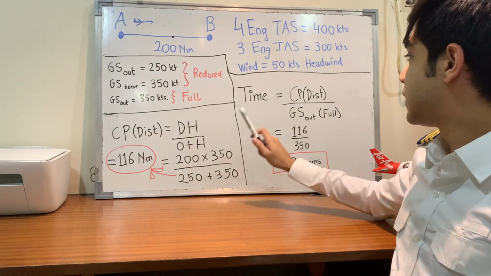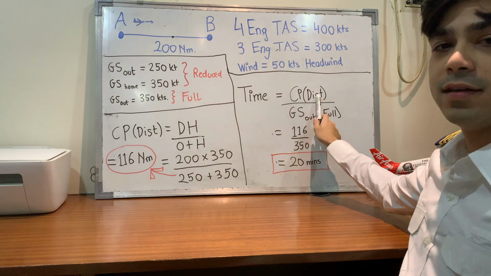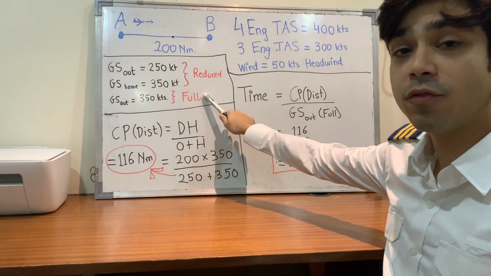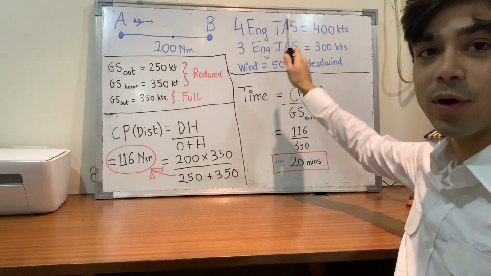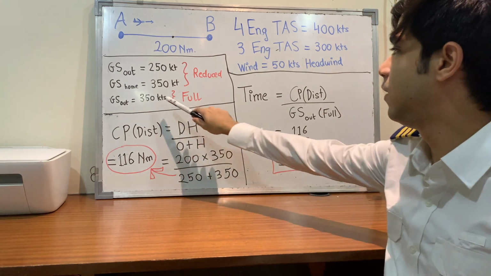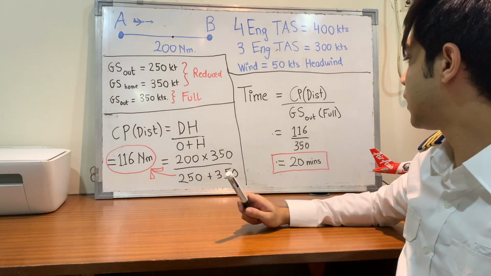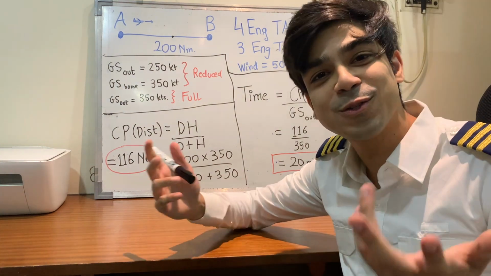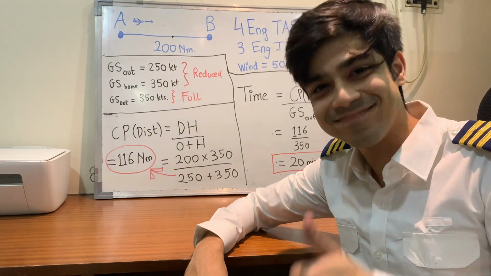And time to CP is equal to CP distance upon speed, which is your ground speed out, calculated from your full TAS, which is this one. So that's 116 nautical miles divided by your speed, which was calculated to be 350. If you do this, it comes up to 20 minutes. That's basically how you solve CP sums in the exam.